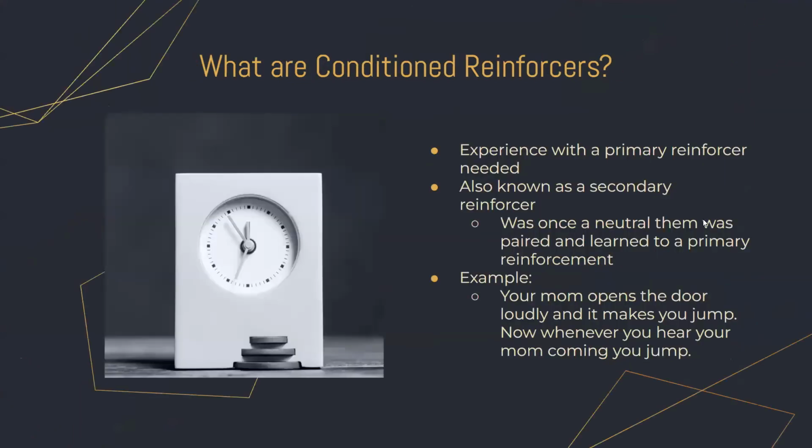And now we've got conditioned reinforcers. Experience with a primary reinforcer is needed, and this is why it's called a secondary reinforcer. What was once a neutral stimulus, when it was paired with a primary reinforcer, starts to act as if the neutral stimulus was a primary reinforcer. My example is your mom opens the door loudly, which makes you jump. So now whenever you hear your mom walking towards the door, you jump, because the loud noise was your primary reinforcer, it caused the startle response, and now your mom is your secondary reinforcer.